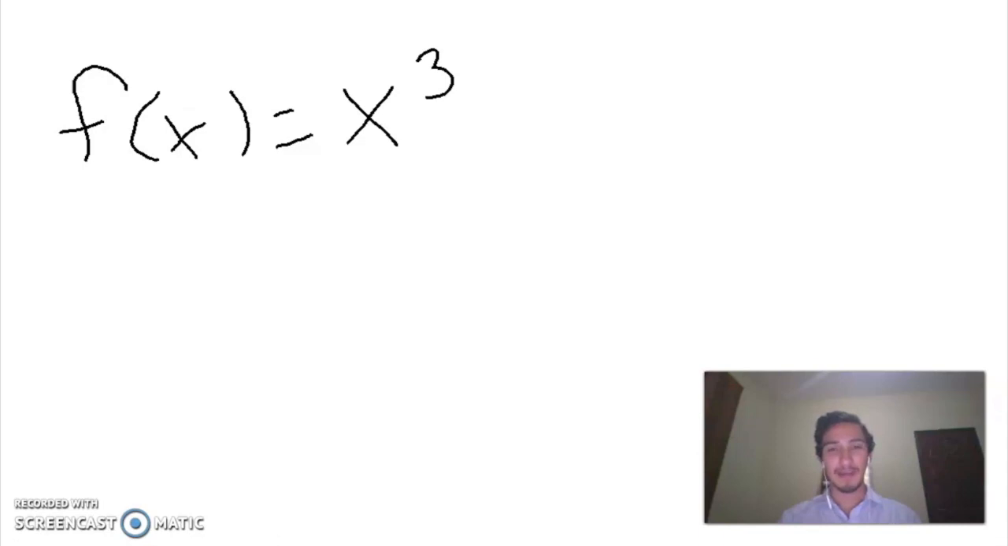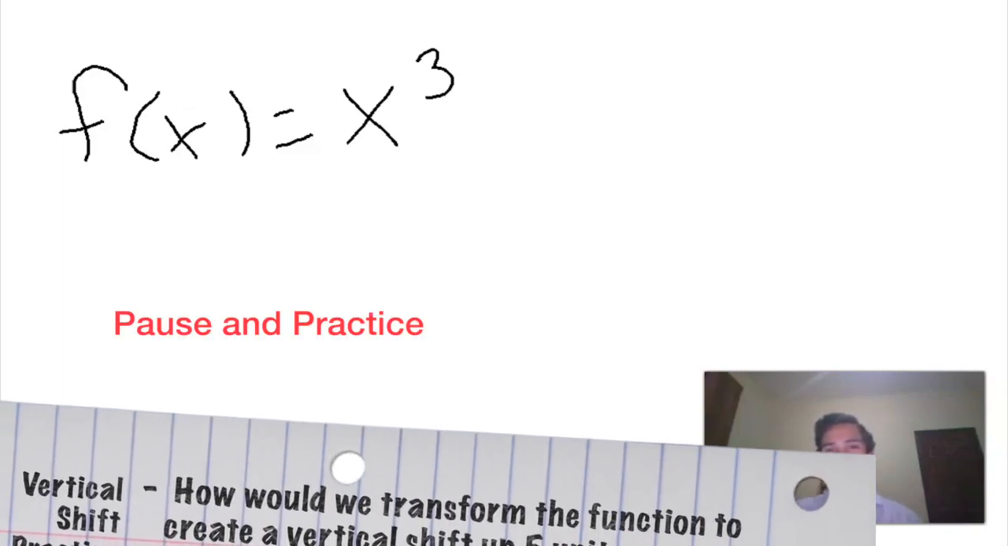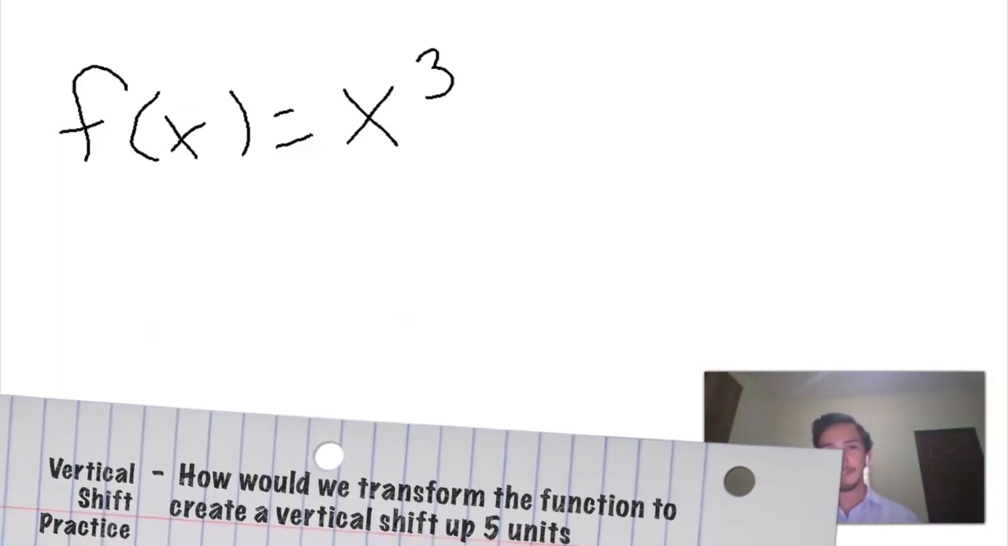All right, now that we've seen this done graphically, let's take a look at an example. So here we have f of x is equal to x cubed. So if we wanted to shift this up by 5 units, how do we do that? Take a minute, pause the video, try it for yourself.